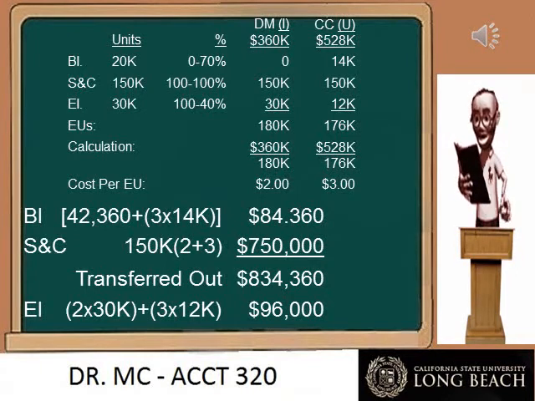which gives us the $60,000 that we spent on the ending inventory for direct materials. We also spent $3 per equivalent unit times 12,000 equivalent units for conversion costs, which gives us the $36,000 that we spent on the ending inventory for conversion costs. This gives us a total cost of $96,000 that we spent on the ending inventory this month.